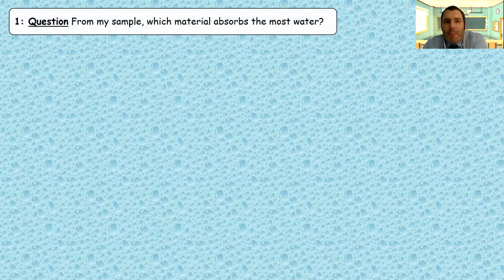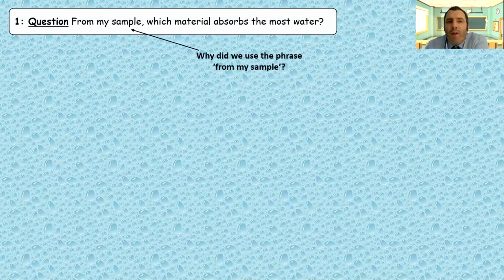So our question: from my sample, which material absorbs the most water? Now, I wonder if you can remember, why do we use the phrase "from my sample"? Take a moment, have a think. Can you remember? It might be a few lessons back that we discussed this before. The reason is that we haven't got a piece of everything. So we can't ask the question, which material absorbs the most water, because of the number of materials in the world, we don't have space big enough to test all of them or the time in our lessons. So we're going to have a sample of materials.